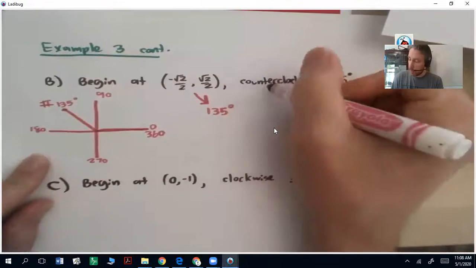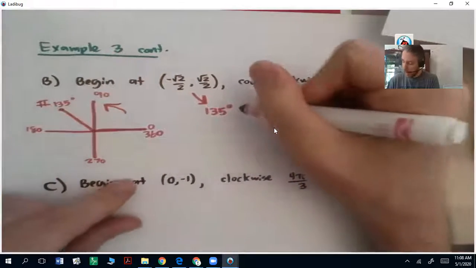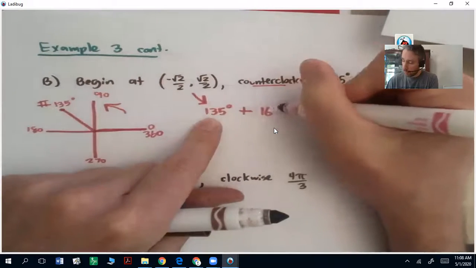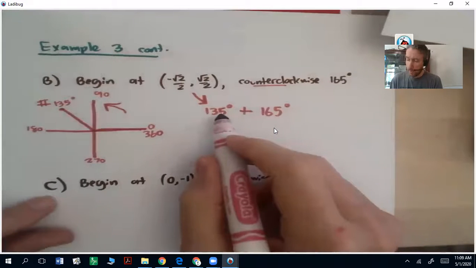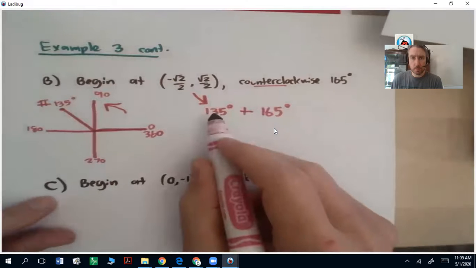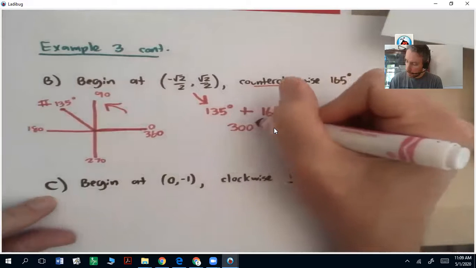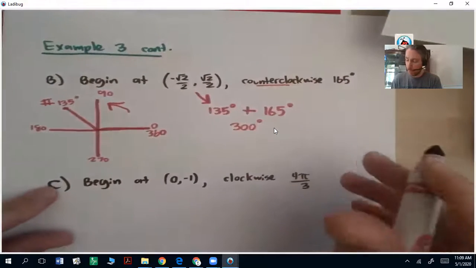We want to go counterclockwise. Remember, counterclockwise is positive, so we want to add from that 135, 165 degrees. I know 35 plus 65 is 100, so that should be 300 degrees. We can check that in the calculator. 135 plus 165 should be 300.